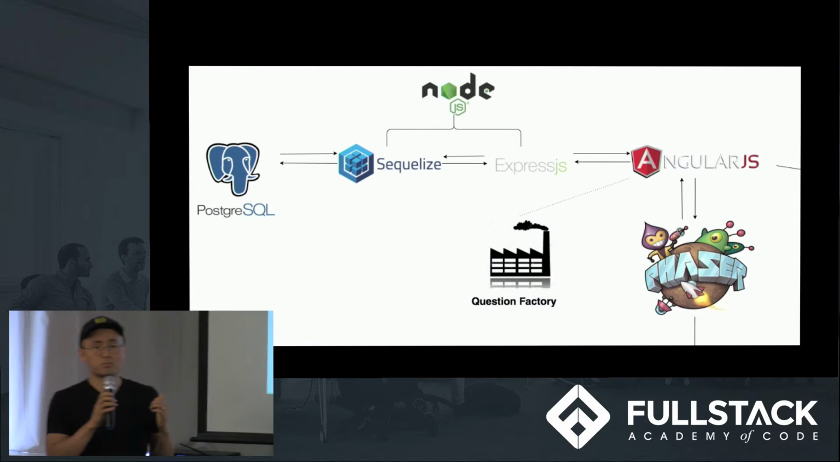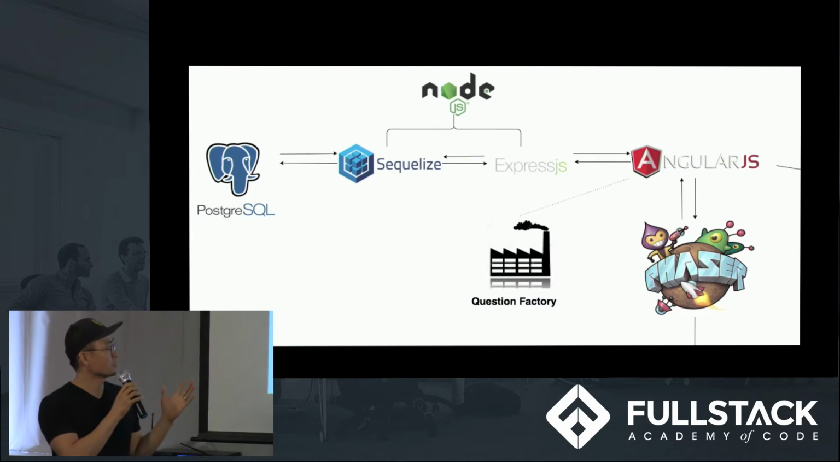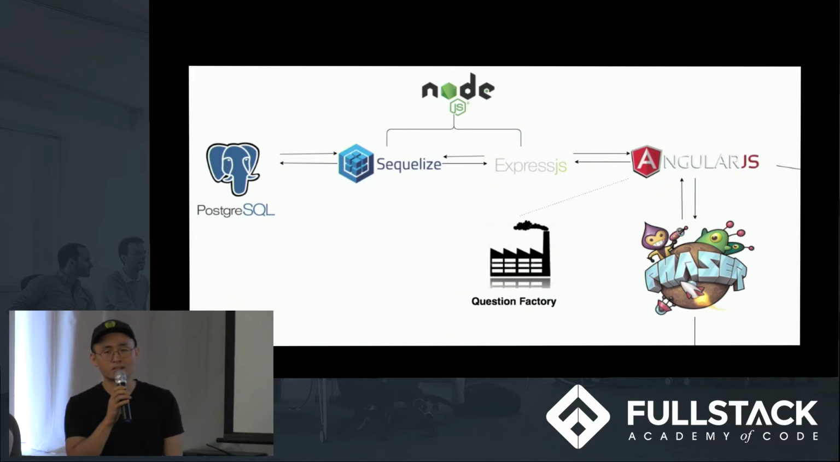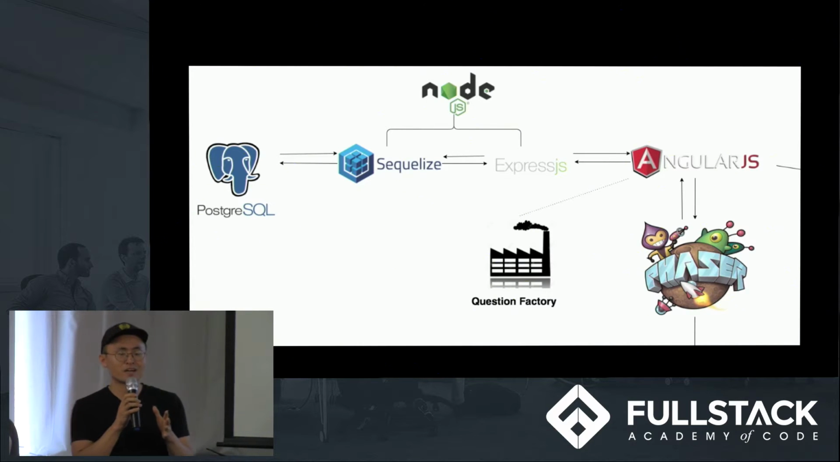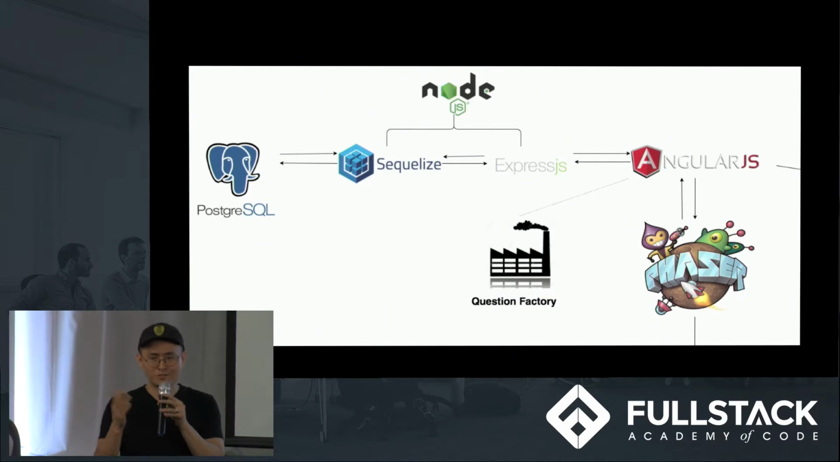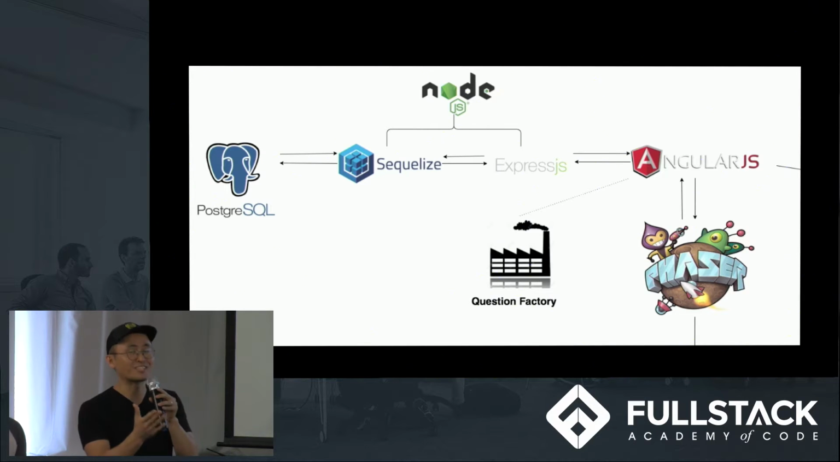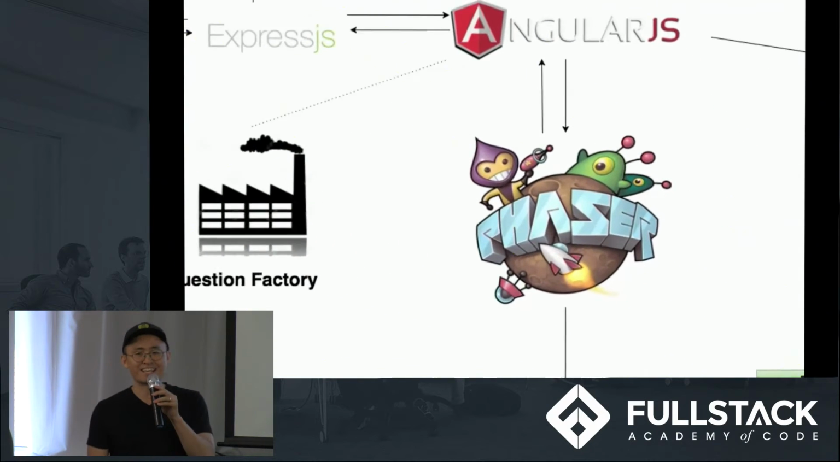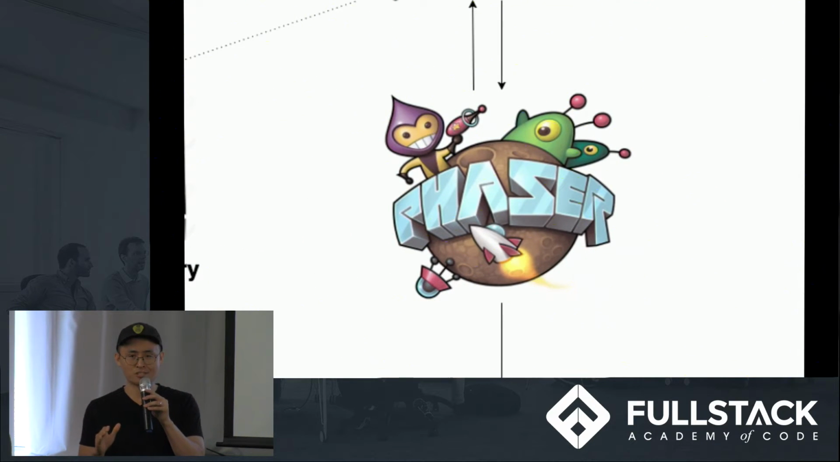Thank you, Sean. So for this project, we use a Postgres database, Sequelize ORM, and Express web application framework, and Angular for the front end. I know you might be wondering, how did they make such a dynamic and exciting game with that stack? I can tell from your looks. Phaser. Phaser is an HTML5 game engine developed in plain JavaScript.